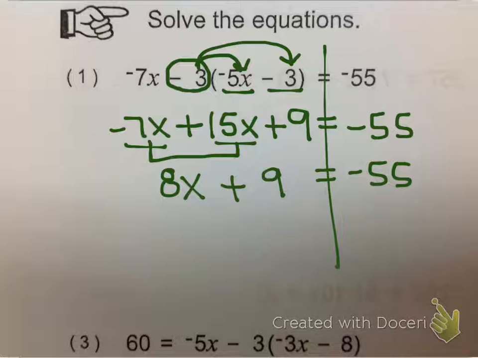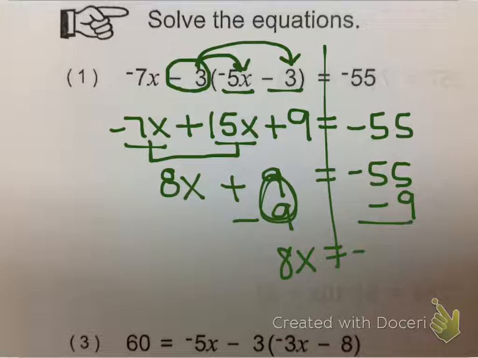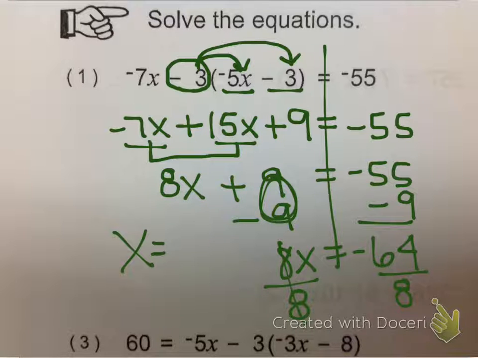And now I solve it just as a two-step equation. I get my 0 here. 8x equaling negative 64. And then get our 1, divide by 8, both sides. So x equals negative 8.